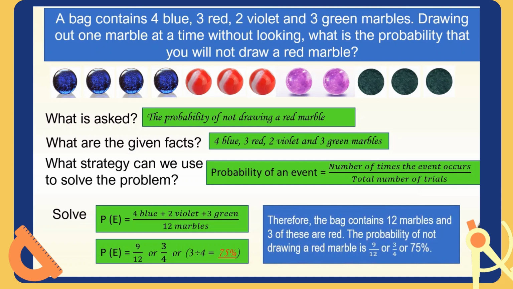Therefore, the bag contains 12 marbles and 3 of these are red. The probability of not drawing a red marble is 9 over 12 or 3/4 or 75%. Ibig sabihin po, yung 75% na yan, hindi mo mabubunot ang red marbles na may 75%.